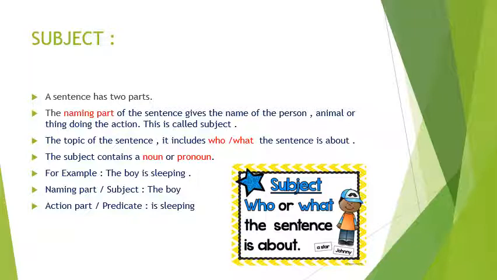Let us see with the help of an example here. The boy is sleeping. The naming part or the subject is the boy. Why the boy? The boy is whom it is talked about in the sentence. The action part or the predicate is sleeping. The action is sleeping. That's why it will be called a predicate part.